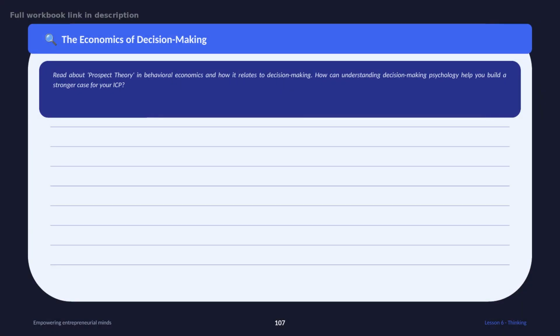For deeper reading, look into prospect theory from behavioral economics and how it applies to decision-making. Consider how understanding the psychology behind a decision could help you build a stronger case for your ICP.